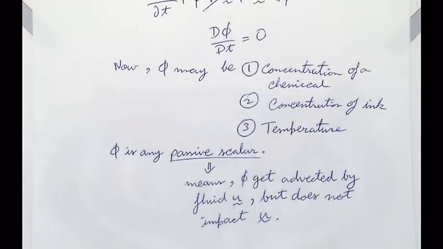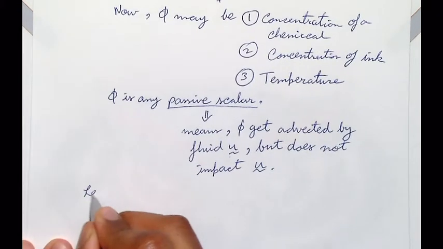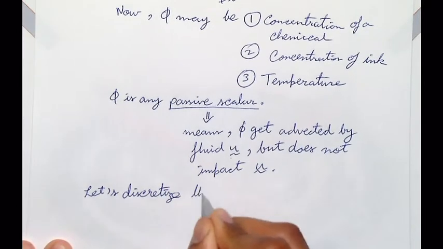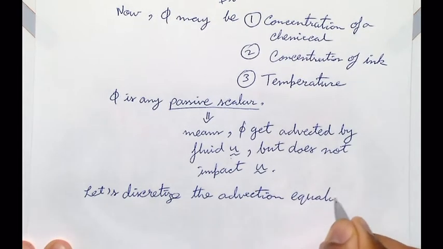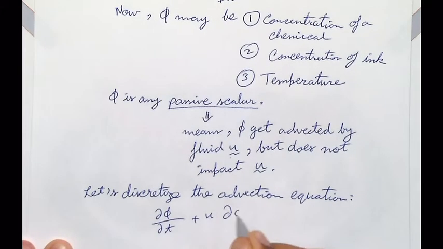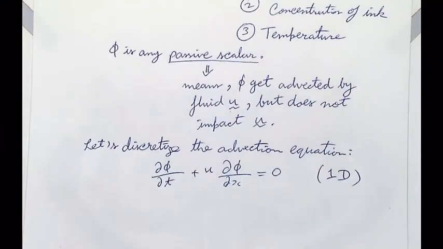Now, how should we discretize it? Tell me your favorite discretization and we will do it that way. So we have del phi by del t plus u del phi by del x equals 0. I have assumed one dimensional. So tell me, what do you want me to write next?